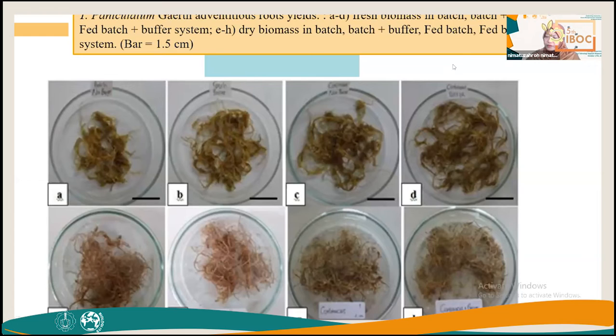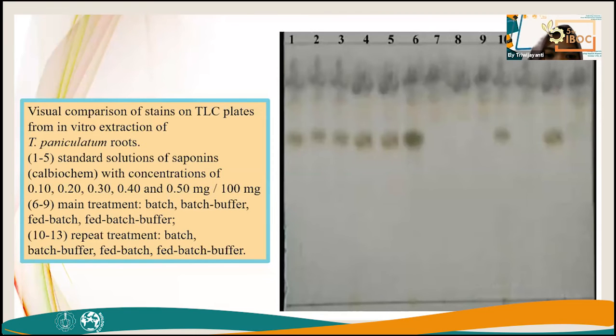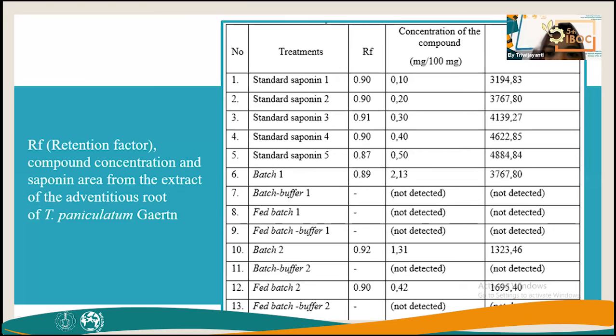This is a visual comparison of the stain of the TLC plate from in vitro extraction of Talinum paniculatum root. Numbers 1 to 5 are standard solutions of saponin with concentrations of 0, 10, and so on. And then this is for the treatments in our research. This is the retention factor, compound concentration, and saponin area from the extract of the adventitious root of Talinum paniculatum.